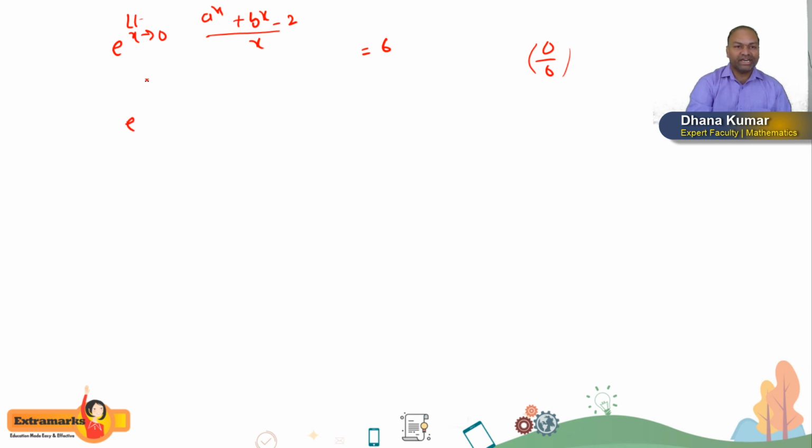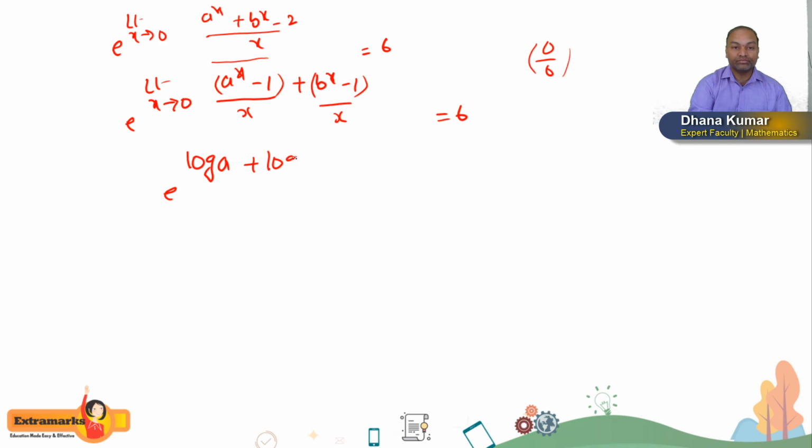Now you see, limit x tends to 0. This can be written as (a power x minus 1) plus (b power x minus 1), by x, splitting here x, here x. Can we write like this? Because the 2 I am writing like this. What about the formula for this one? Limit x tends to 0, a power x minus 1 by x. The formula is log a. So e power log a plus log b is equal to 6. But the log a plus log b formula is log ab. Base e is equal to 6. e is the same. So the answer is ab. So here we finally got ab is equal to 6.